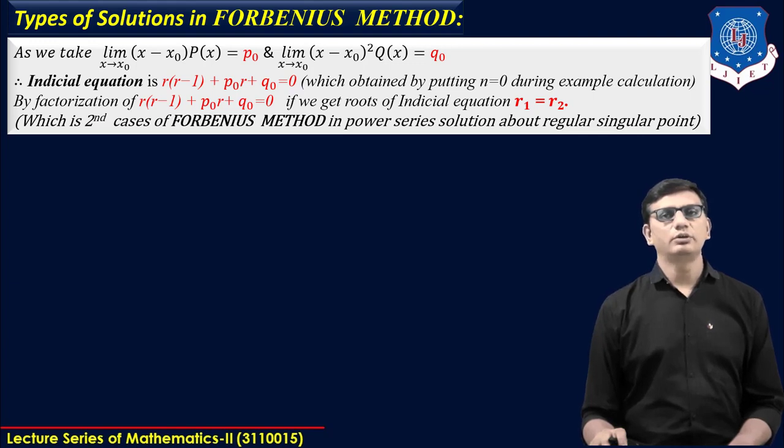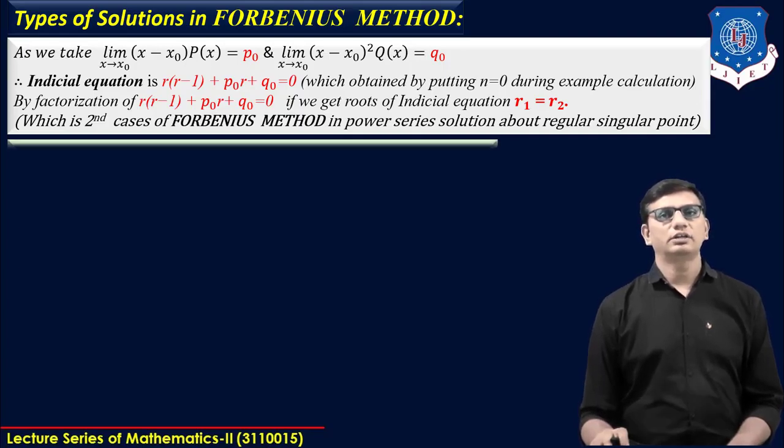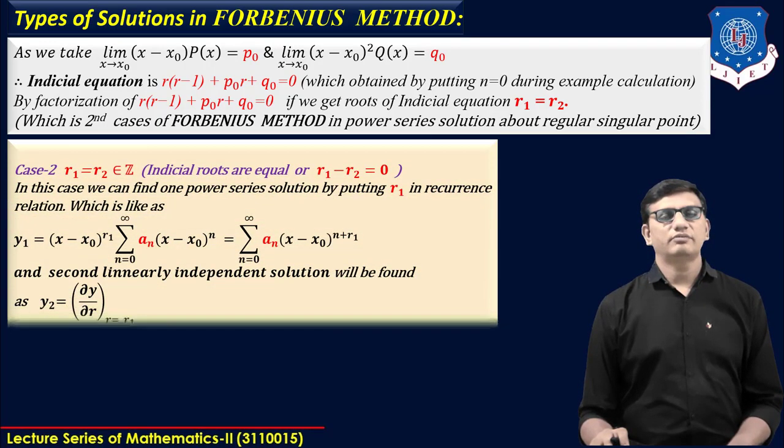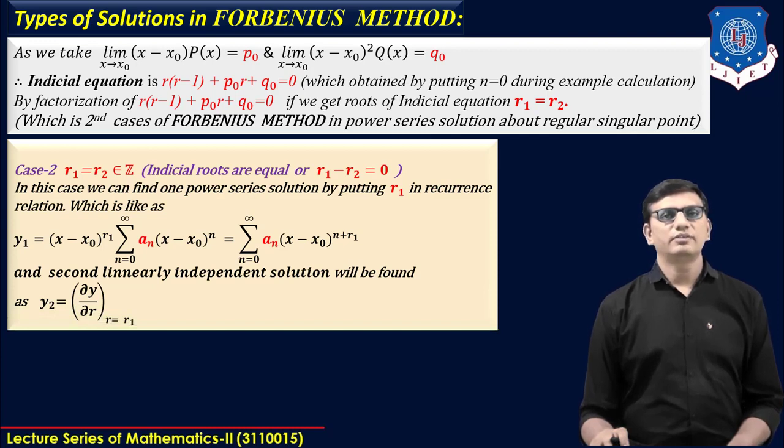If r1 and r2 are equal, then we have case number 2 of the Frobenius series method. Now our r1 and r2 are equal, that means the initial roots are equal, then we can find one solution of our differential equation, which is y1 = sigma n = 0 to infinity of a_n (x - x0)^(n + r1). In this case, we can find the second linearly independent solution as y2 = ∂y/∂r and put r equal to r1. Here we are differentiating y partially with respect to r and then putting the initial root r equal to r1.